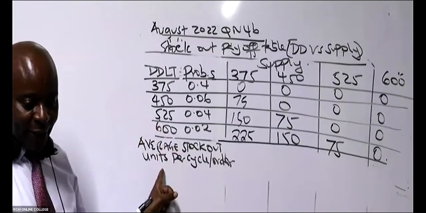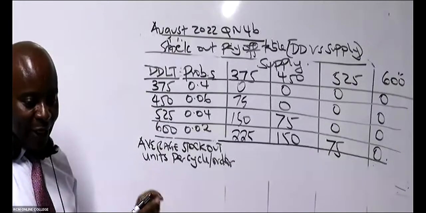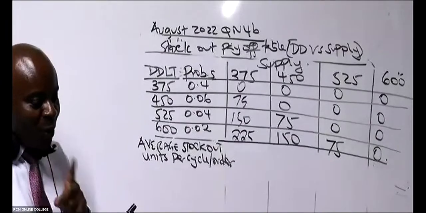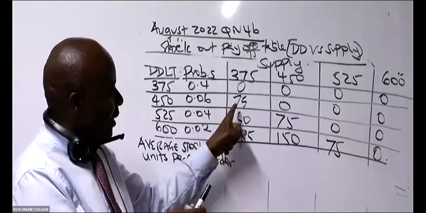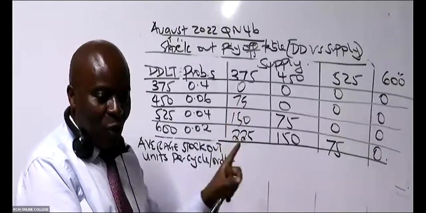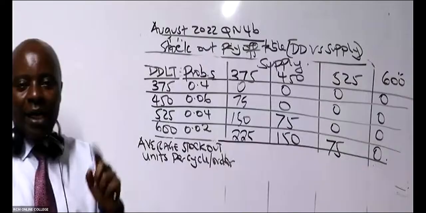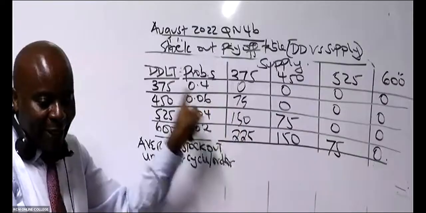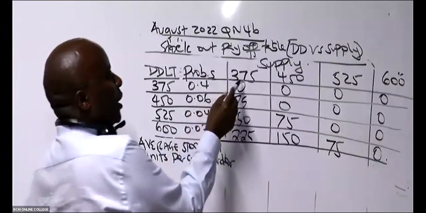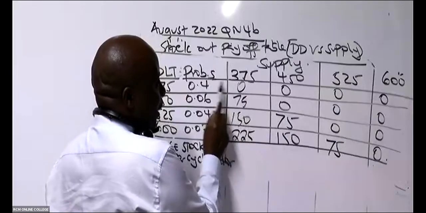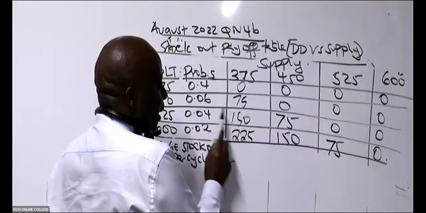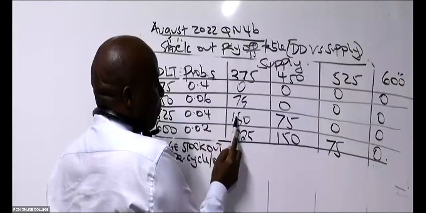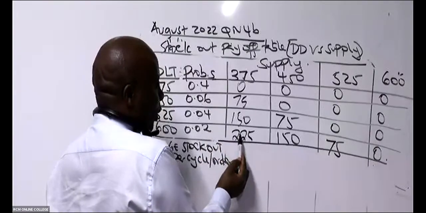And how do I get these figures? Already I can see Lavi has given me the figures. How do I get them? 450? I doubt. I think Lavi has added this plus this plus this. You forgot in this case the concept of multiplying the figures with their corresponding probabilities. So for this 375, it is 0 times 0.4 plus 75 times 0.06 plus 150 times 0.04 plus 225 times 0.02.